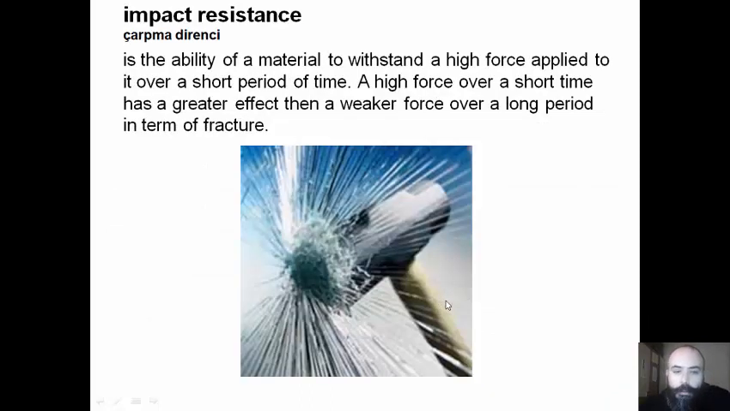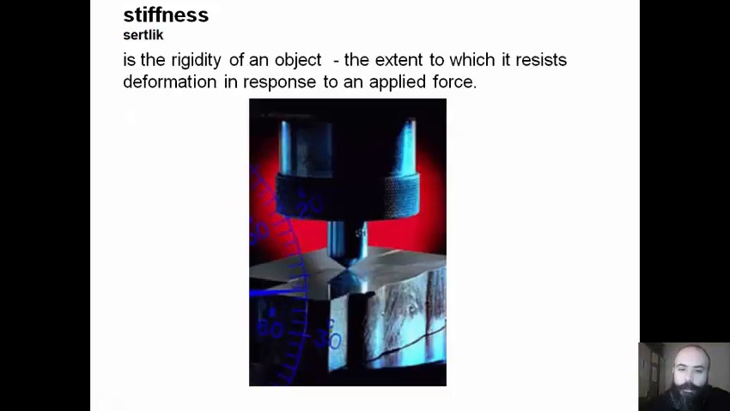Impact resistance is the ability of a material to withstand a high force applied to it over a short period of time. This type of force has a greater effect than a weaker force over a long period in terms of fracture. Stiffness is the rigidity of an object, the extent to which it resists deformation in response to an applied force.